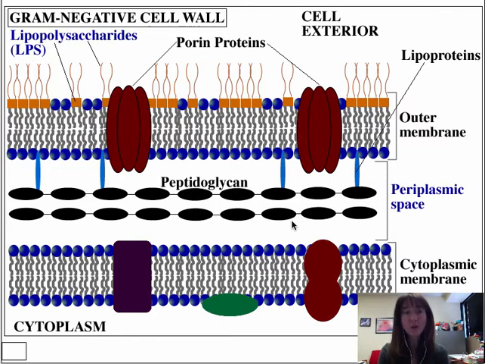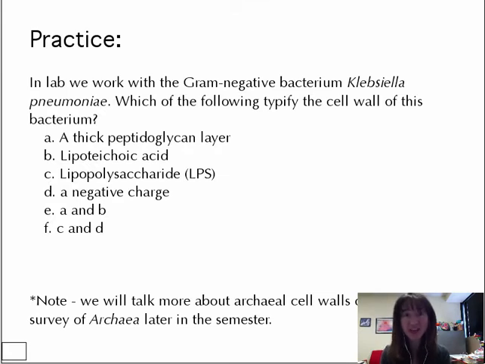So the gram-negative cell wall is very different from the gram-positive cell wall, and hopefully you're starting to get down some of those differences and feeling solid about what differentiates gram-positive from gram-negative, and therefore it should be pretty easy for us to do a little bit of practice. Let's think about a bacterium named Klebsiella pneumoniae. This is not usually a pathogenic bacterium, but if someone is immunocompromised, it can cause pneumonia in those people. So we want to know which of the following would typify the cell wall of this bacterium.